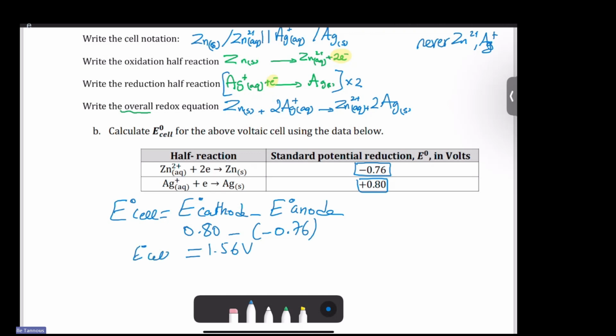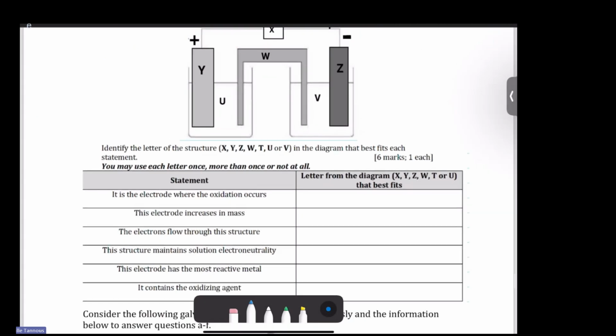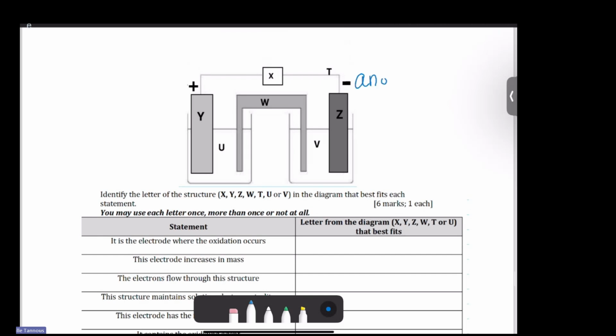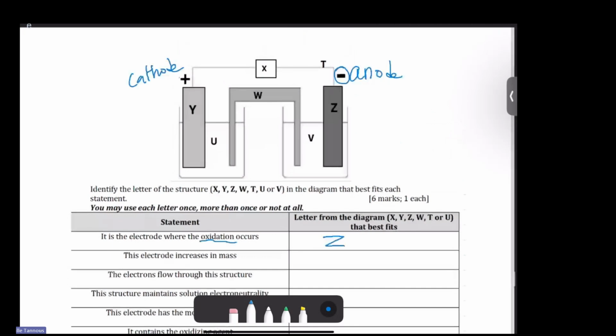That's the E cell. One more piece of information: E cell being positive is another indication that this is really a spontaneous cell. Again, another question. Here's the anode, I knew it from the sign, and here's the cathode. Oxidation occurs at the anode, so you choose Z at the anode. And reduction occurs at the cathode, but there's no question for that.